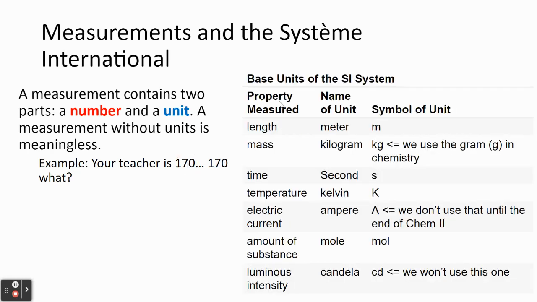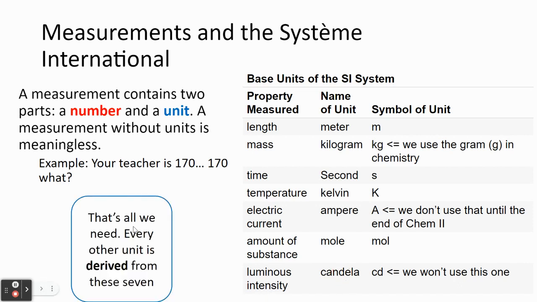So here are the international system of units. Length is in meters, mass is in kilograms, time is in seconds, temperature is in Kelvin, electric current is in amperes, amount of substance is in terms of moles, and we're going to talk a lot about this unit in this particular semester. And luminous intensity is in terms of candelas. Okay, and that's all we need to know. Every other unit is derived from these seven.